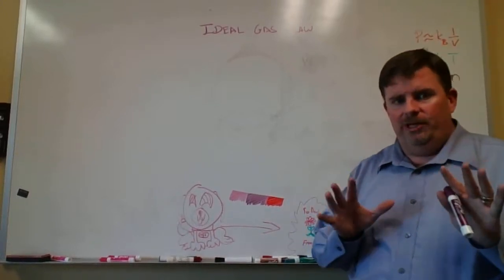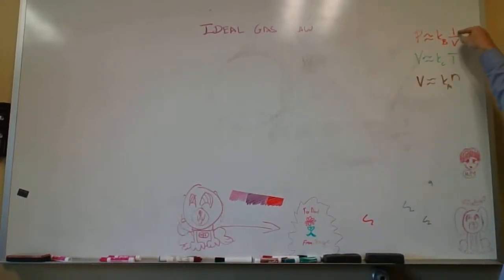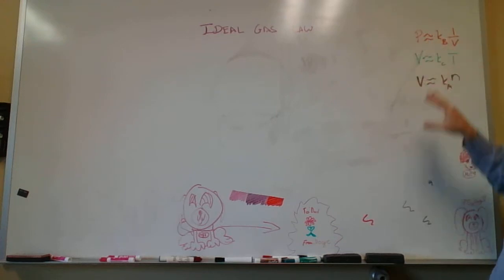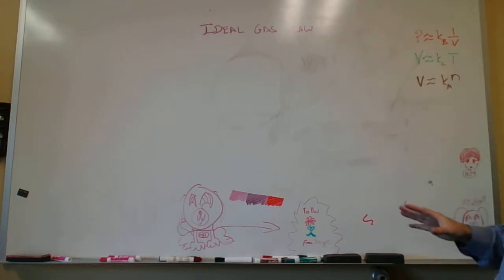So now we've got three laws over here. We've got Boyle's law up here, we've got Charles's law, and we've got Avogadro's law. Now notice that they're all kind of related in a certain way.